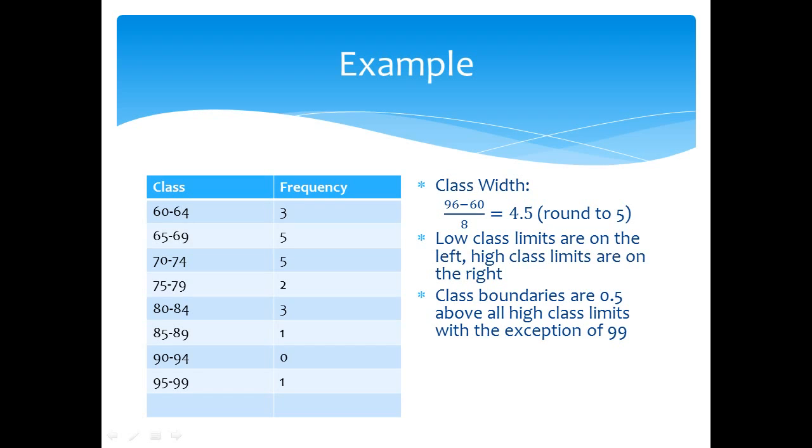The midpoints are right in the middle of each of the classes. They only have a span of 4, so you can really look at it as being right in the middle. For example, the first one would be 62, second one 67, third one 72, fourth one 77, fifth one 82, sixth 87, seventh 92, and eighth 97.